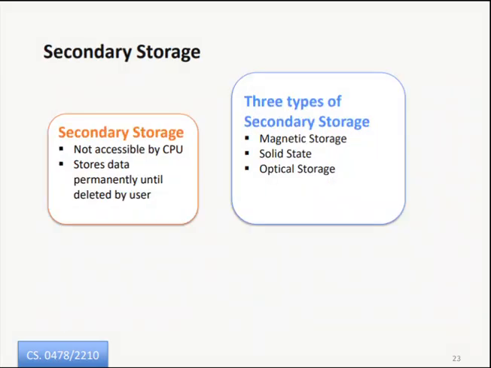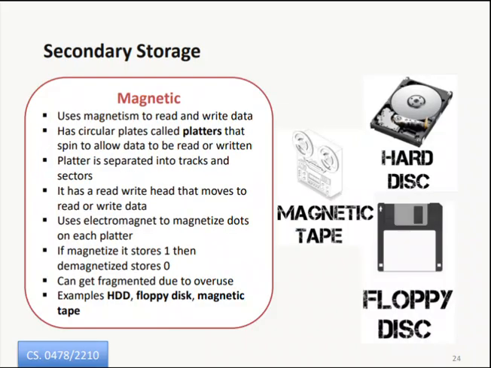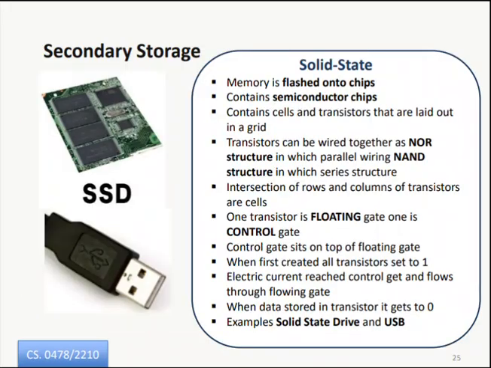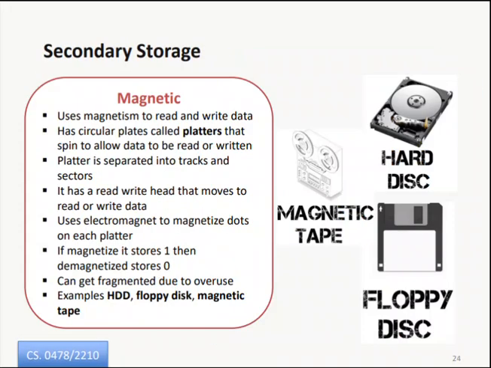And then we have secondary storage, which is not accessible by the CPU and stores data permanently until deleted by the user. There are three types of secondary storage: magnetic storage, solid state, and optical storage. So secondary storage: magnetic, solid state, and optical. These are big points, but they will ask you to write 5 to 6 or 7 points.